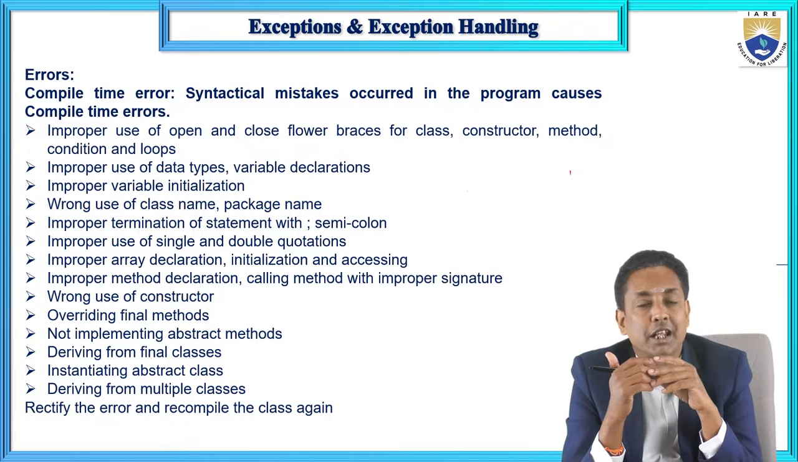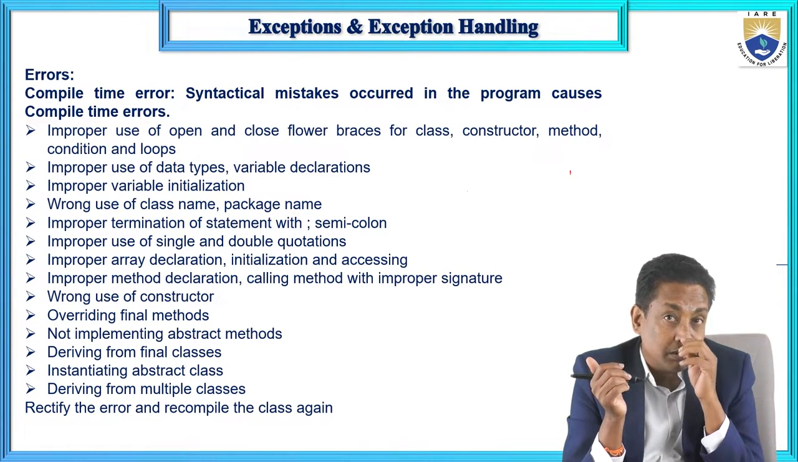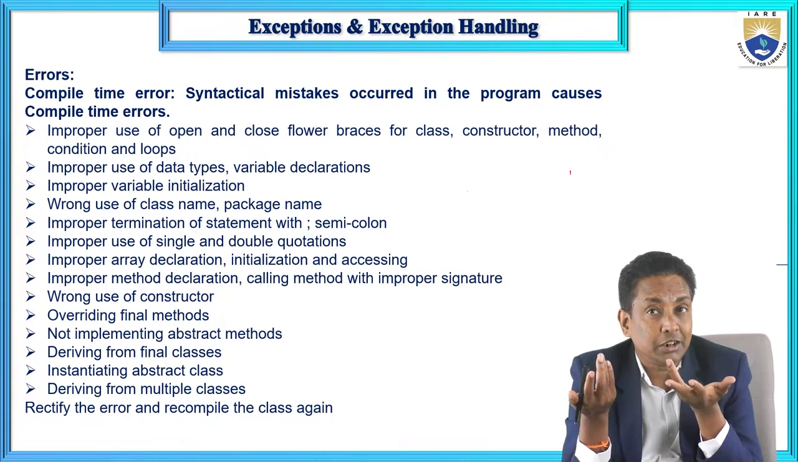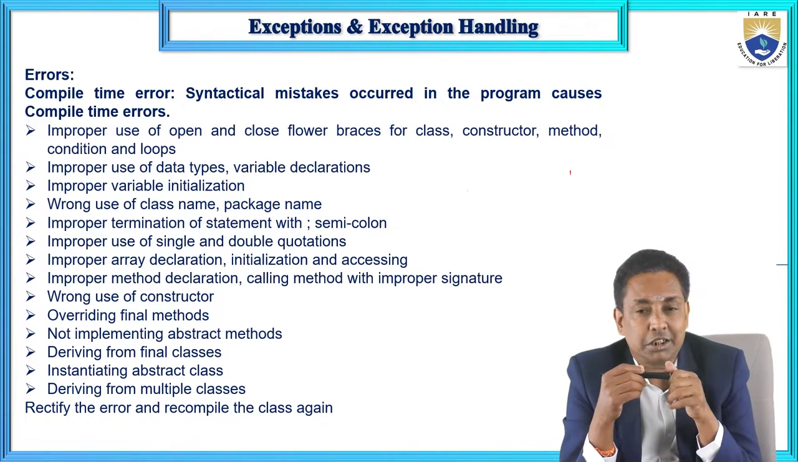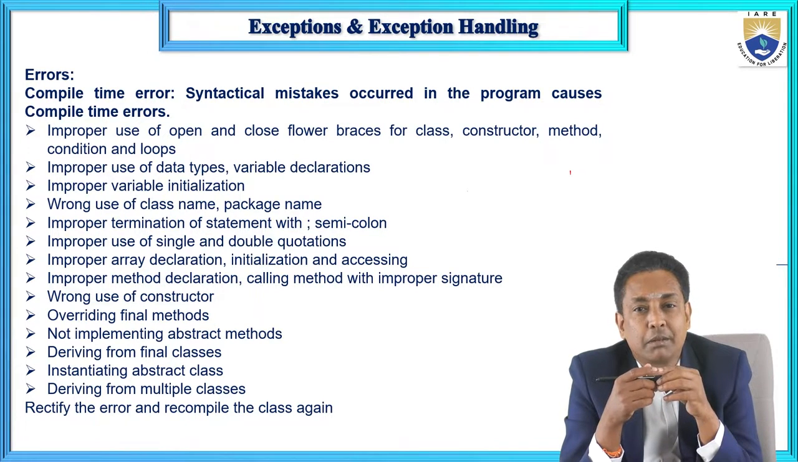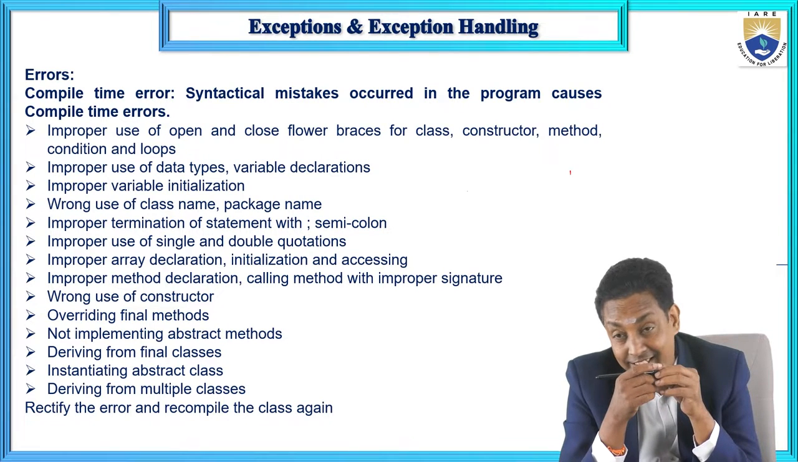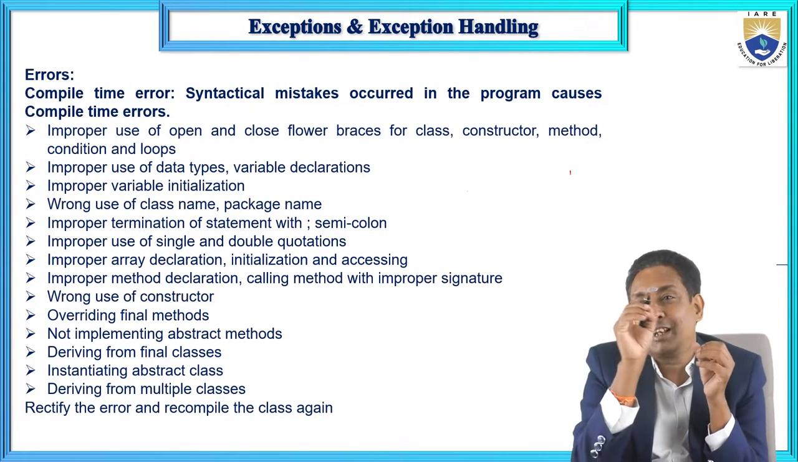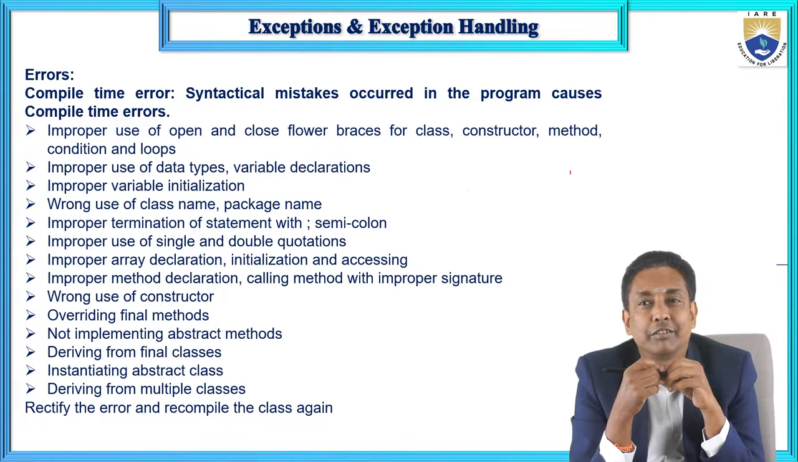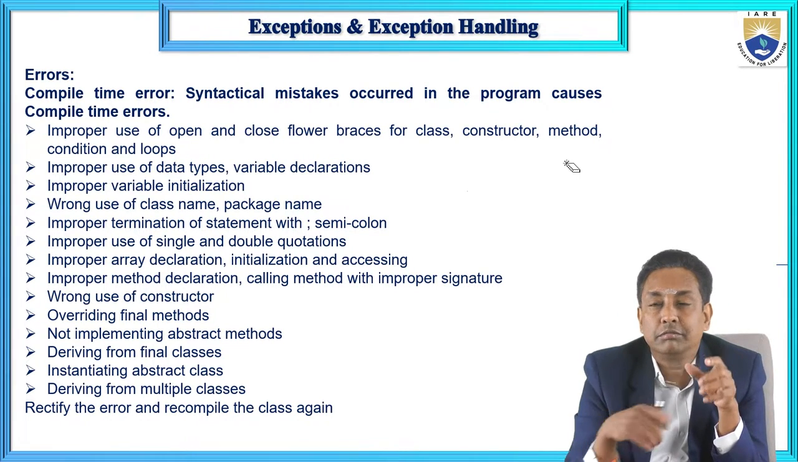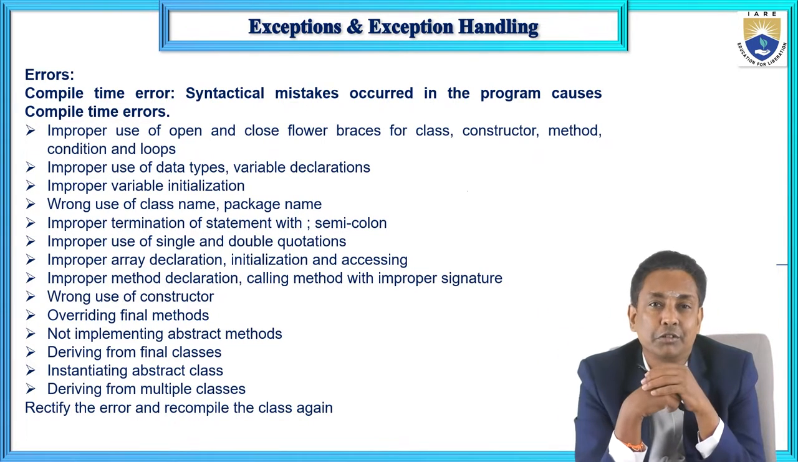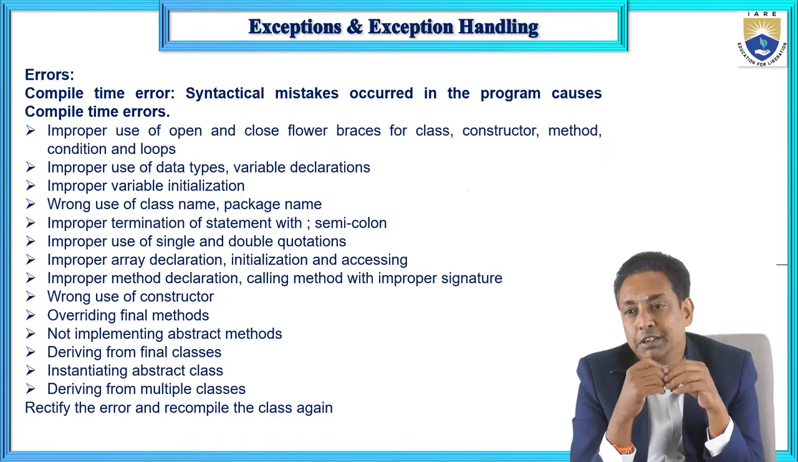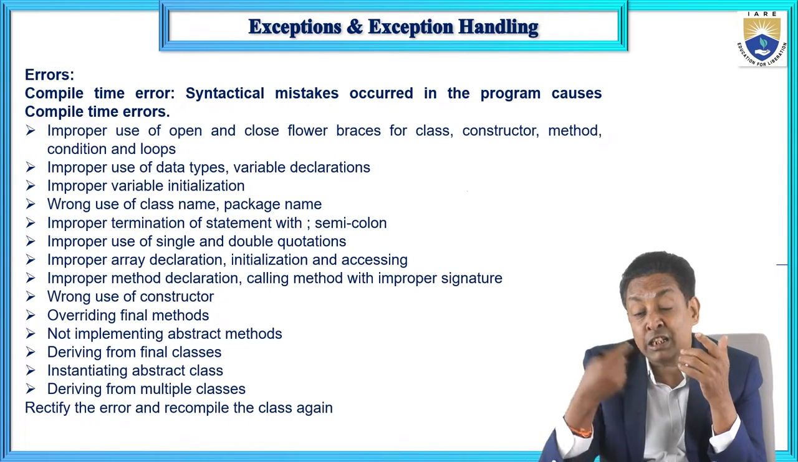Improper array declaration, initialization, accessing. Improper declaration and initialization, for example, may not be a compilation error. Suppose you declare an int array of size 10, from the 0th index to index number 9, you can initialize values. Values will be initialized. You iterate one for loop and retrieve each index value from the array.